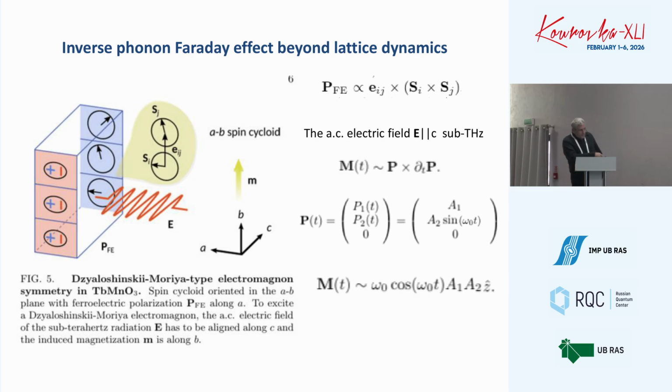For example, it can be realized in this material shown here. It's based on dynamical evolution of the ground state. For example, if you have a magnetic cycloid spreading over the p-axis, it will produce a polarization field along the a-axis. If you apply a pulse of electromagnetic field, it will stir the polarization vector, and due to this relation, it will lead to the appearance of a magnetic moment along the p-axis. This is not our case. We will see an analog of this effect.